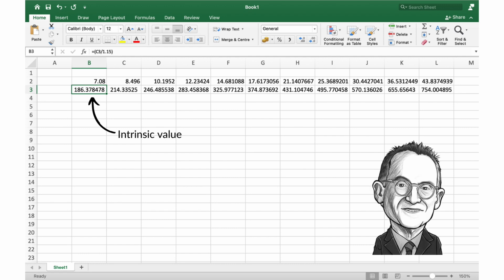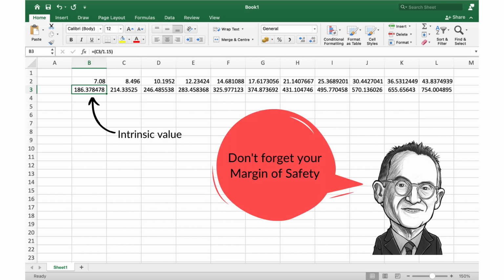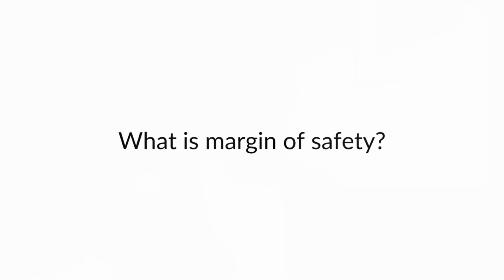Now, before we continue, remember what Howard Marks said. He said, always buy a business at cheap or at a discount. And this is where the margin of safety concept comes in. So margin of safety is what Howard Marks refers to as buying a business for cheap or at a discount. It's like buying something on a Black Friday sale. So essentially what we need to do is give a 50% off on the intrinsic value. And since the intrinsic value is $186, the margin of safety is $93.